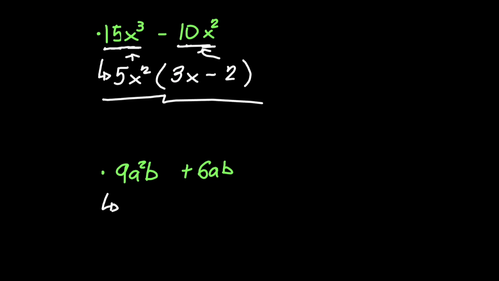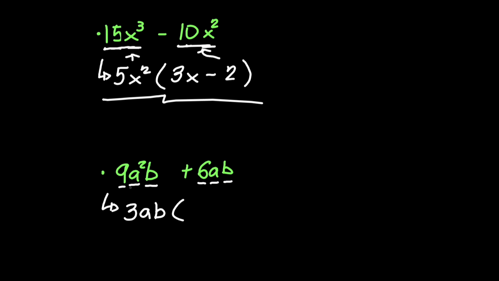For this, 9a squared b plus 6ab. First is to take the GCF of 9 and 6, which would be 3. The GCF of a squared and a would be a, and for b, just copy it because they are similar.